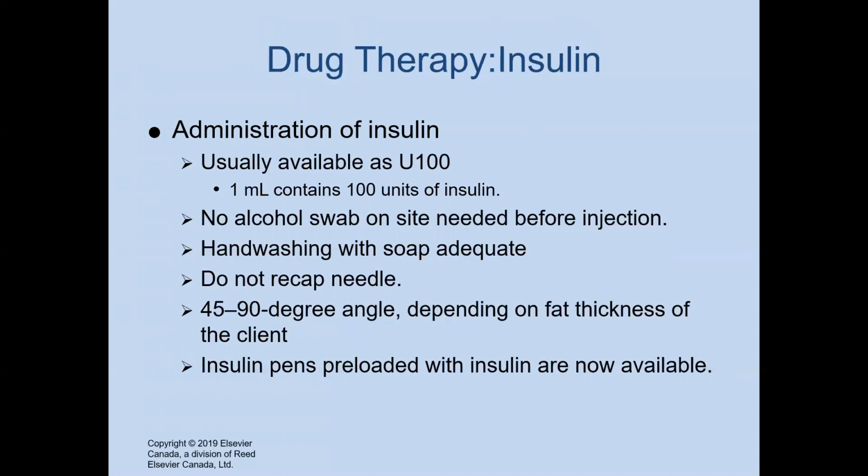So insulin typically comes in 100 units per mL. We use an insulin syringe. We don't use any other kind of syringe. We don't need to use an alcohol swab on the site before injection, which is very different from most other injections. We're going to teach our clients to wash their hands with soap and water, but nobody needs to wear gloves. Again, clients don't recap that needle even at home. We give them a sharps container. Insulin subcutaneously is administered at a 45 to 90-degree angle, depending on how thick the fat pad is that we're injecting into. And if we've got an insulin pen preloaded with insulin, we would follow the directions for that.